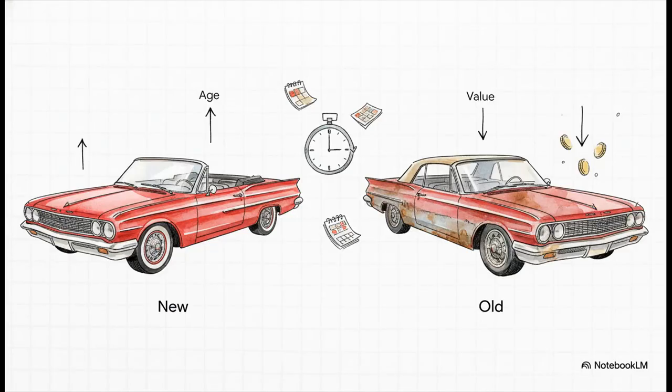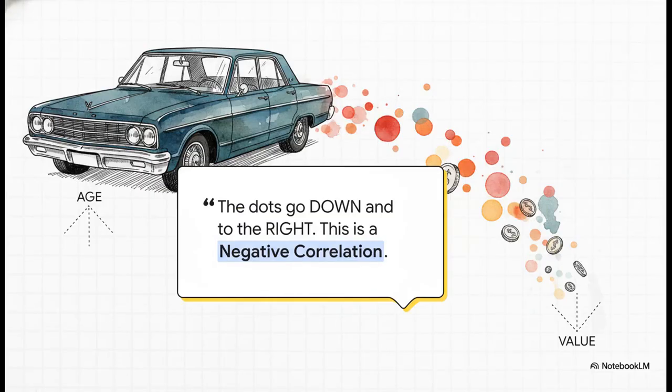Okay, example number 2. Think about a car. What do you think happens to its price as it gets older and piles on the miles? Let's try to picture what that data would look like. You got it. As a car's age goes up, its value almost always goes down. The cloud of data points would clearly trend down and to the right. This is the perfect picture of a negative correlation. One thing goes up, the other goes down.